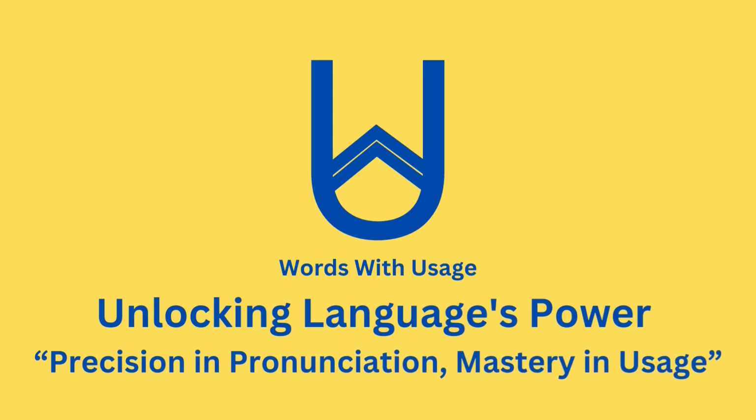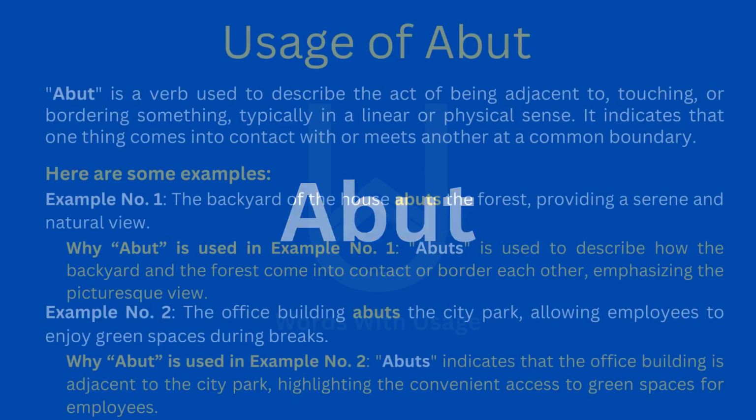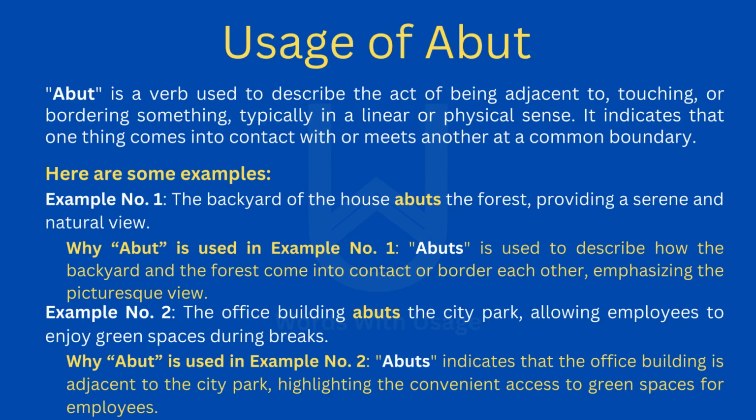In this video, the word is abut. Abut. Abut is a verb used to describe the act of being adjacent to, touching, or bordering something, typically in a linear or physical sense. It indicates that one thing comes into contact with or meets another at a common boundary.